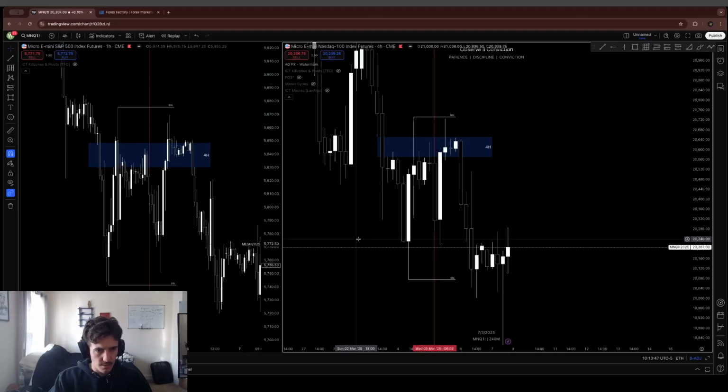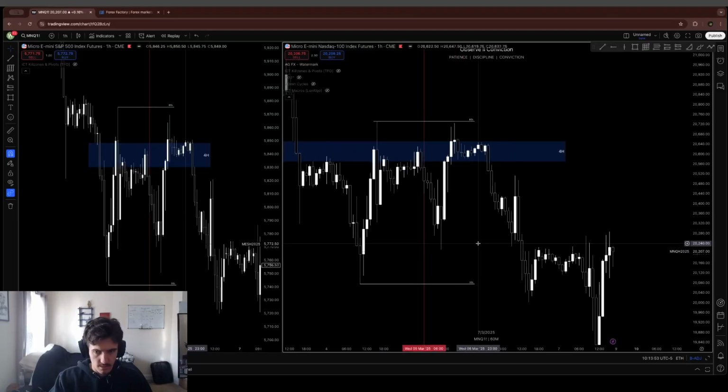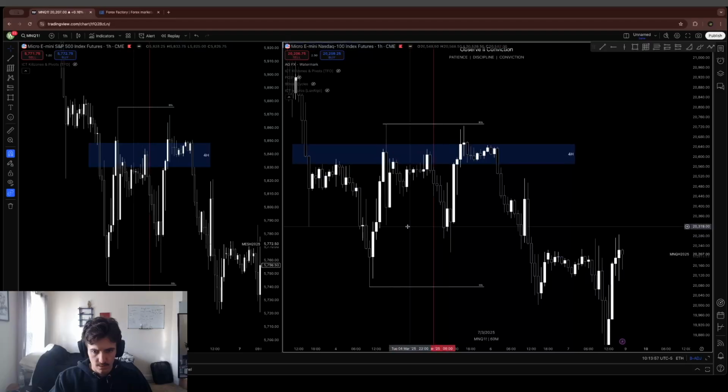Alright, so we're on the hourly. No key SMTs anywhere. Taken. Just gonna mark out recent swing lows that got taken.